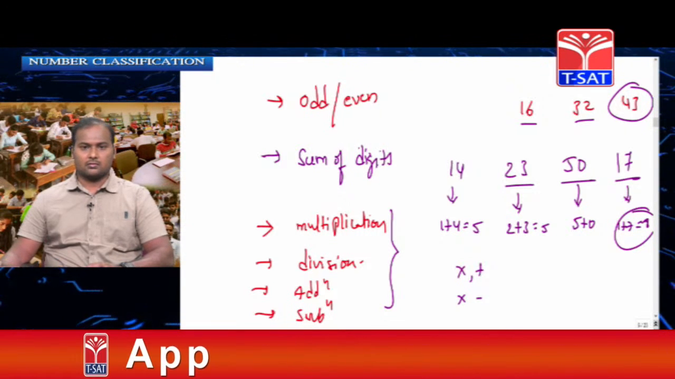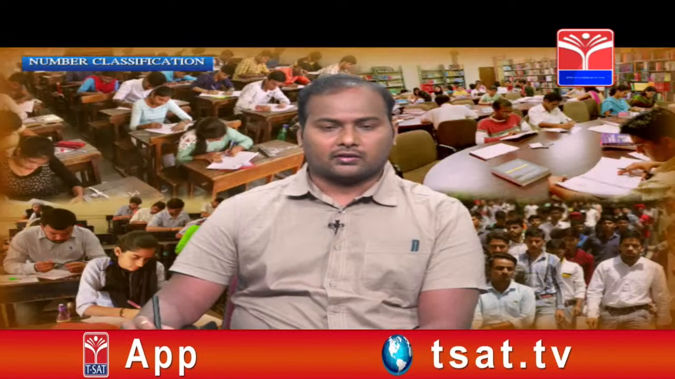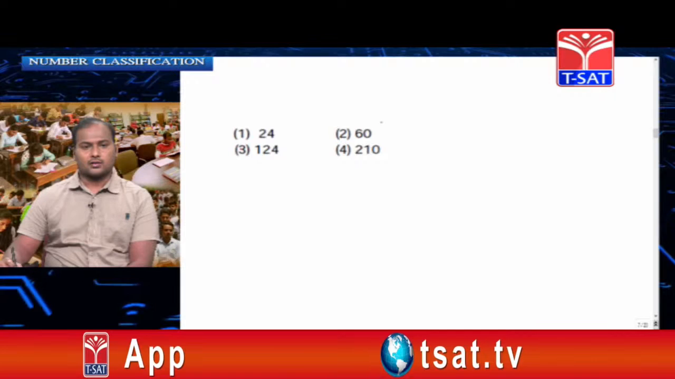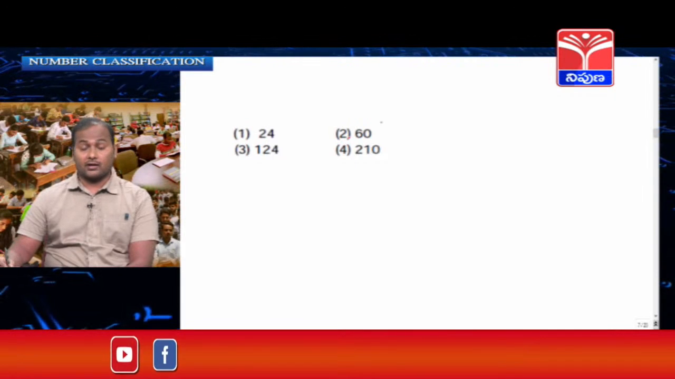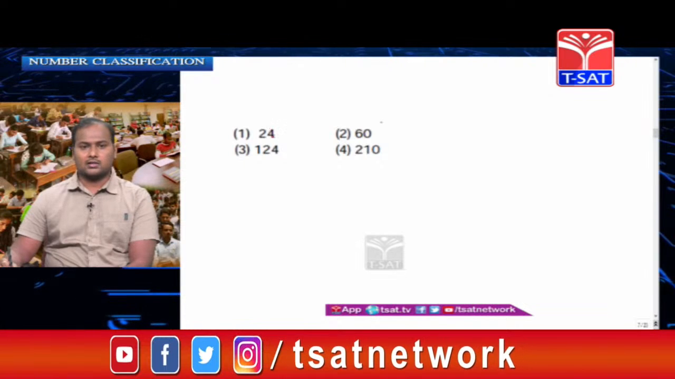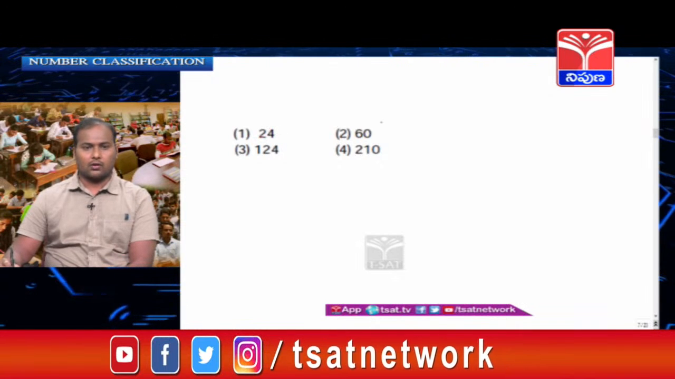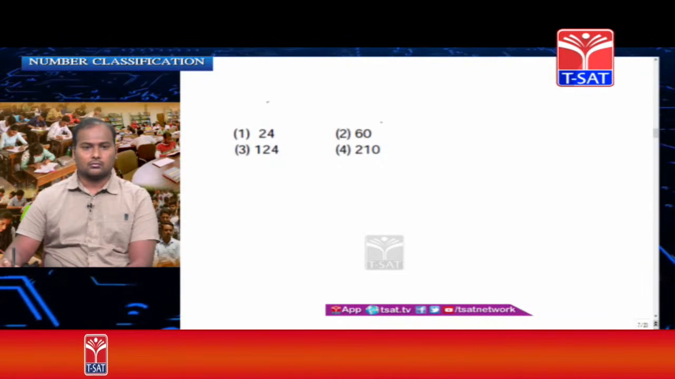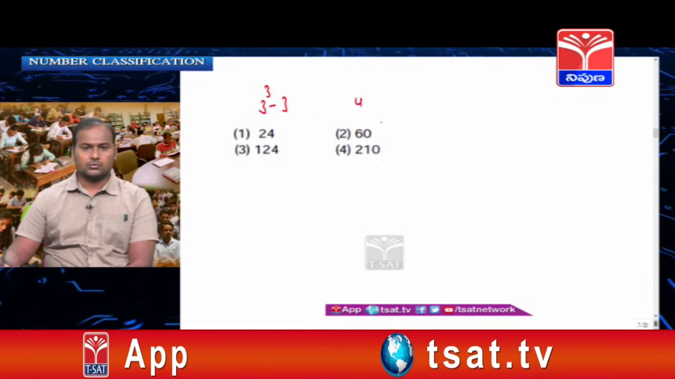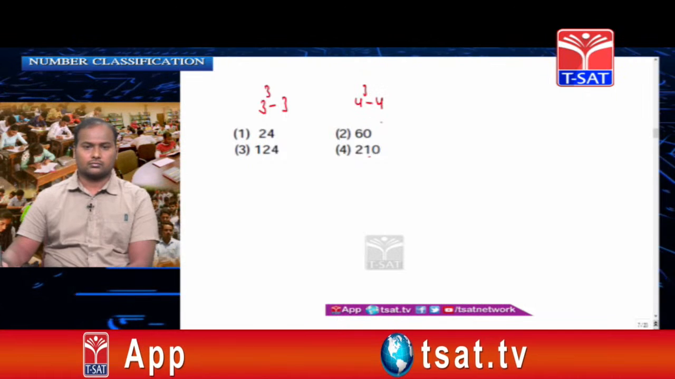So let's see some questions. 24, 60, 124, 120. So these are the numbers. I already said that if you are able to remember these values near to cubes, you will get the answer very easily. 24, how can I write 24? 3 cube minus 3. 60, 4 cube minus 4.